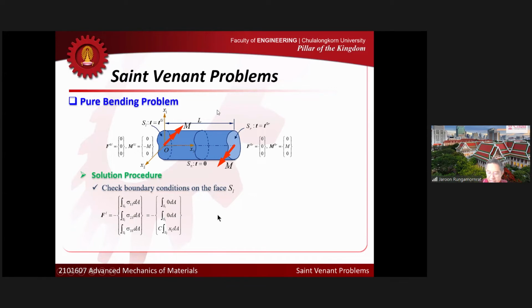Now we can say that the net force is 0. All the components of the net force are 0. Okay, and that's what we want, right? Because if you look at the net force and moment at the left end, the net force is 0. Okay, so I can say that at least now at the left end, the net force conditions are satisfied, right? Because the stress field that we guess satisfies the zero net force conditions. Okay, now let's look at the net moment.